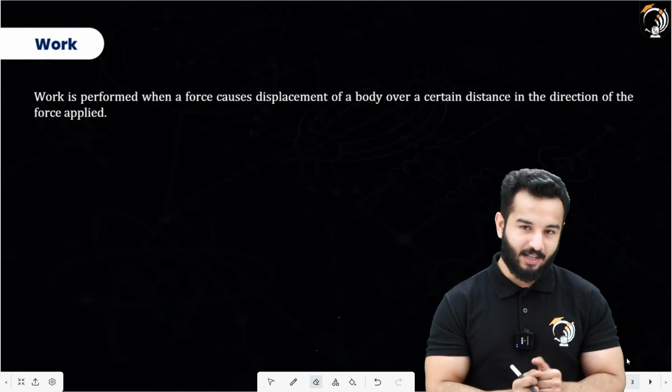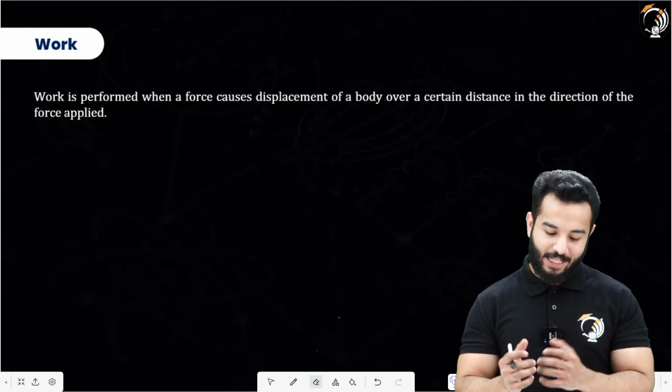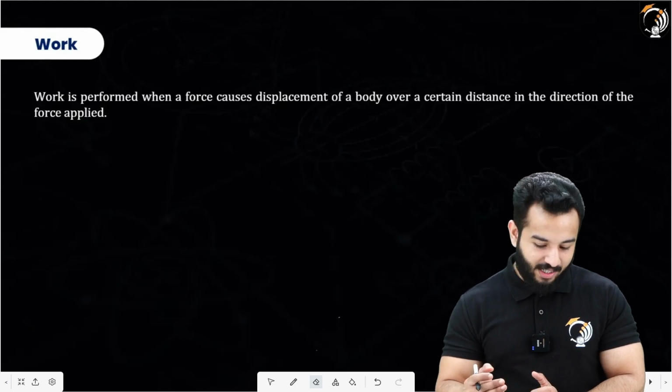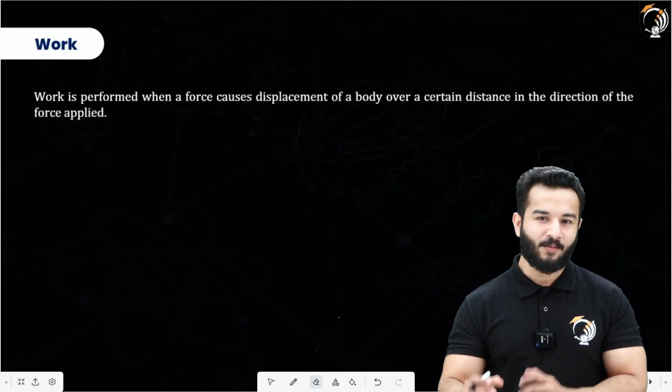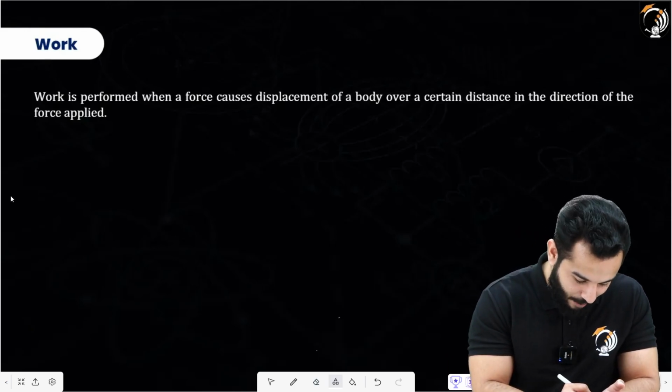Or you can read something like, work is performed when a force causes displacement of a body over a certain distance in the direction of the force applied. What do you mean by this? Let's understand this with the help of an example.